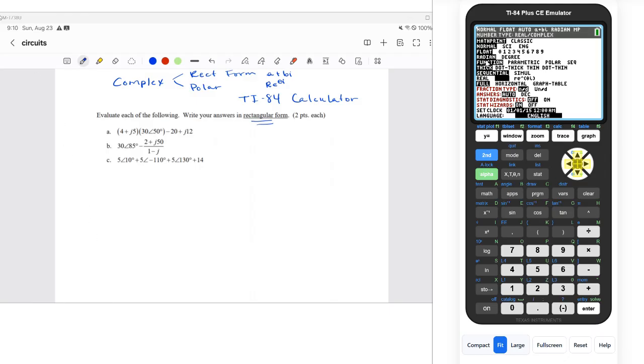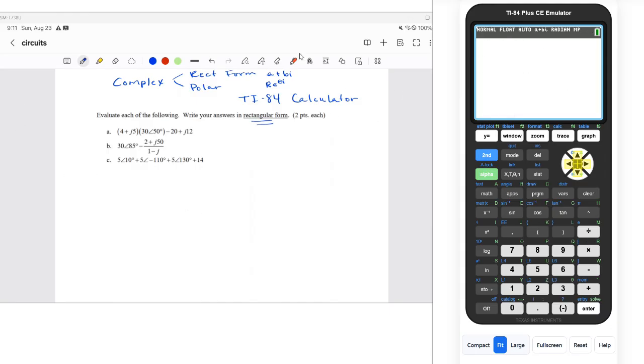And then, since my problem is in degrees, I'm going to change radians to degrees. Actually, I'm going to leave it on radians, because our TI-84 calculator has problems doing complex math like this, so we're going to set up a shortcut. And to do the shortcut, we need to leave it in radians first. So we're fine right here. We're going to exit our mode.